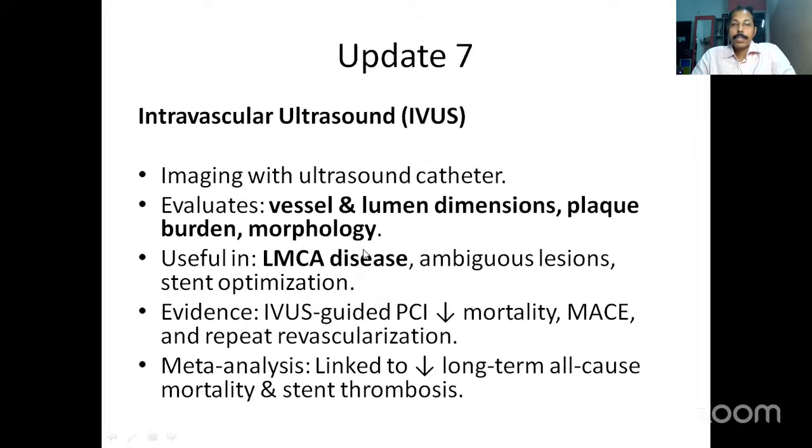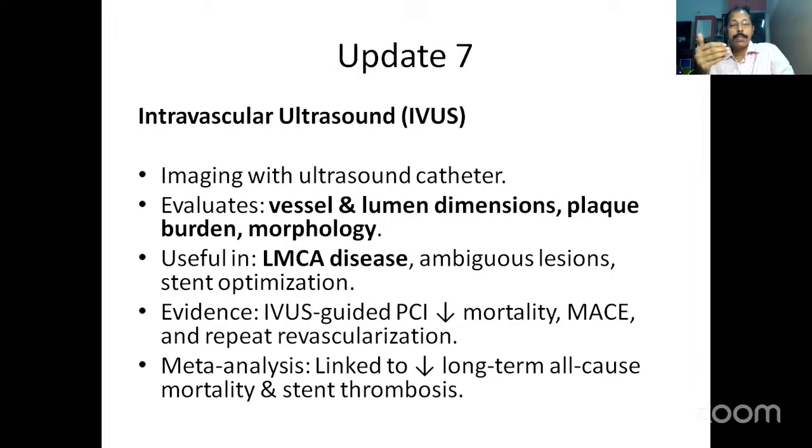And regarding the IVUS, this new edition has given many points about IVUS. Cardiologists are nowadays using IVUS in and out for coronary stenting. Why it is important is that it is ultrasound-guided monitoring of the intravascular lesion. It evaluates the vessel morphology, the lumen dimension, the plaque burden, and the plaque morphology. And it is very, very useful in left main coronary artery disease, again for your MCQ.